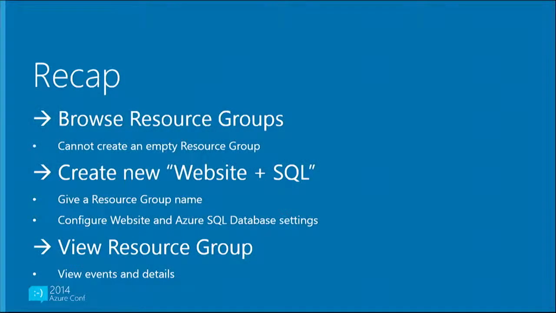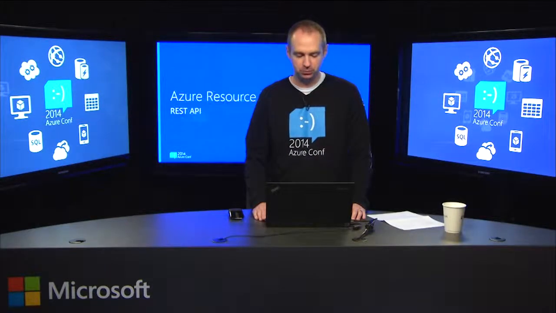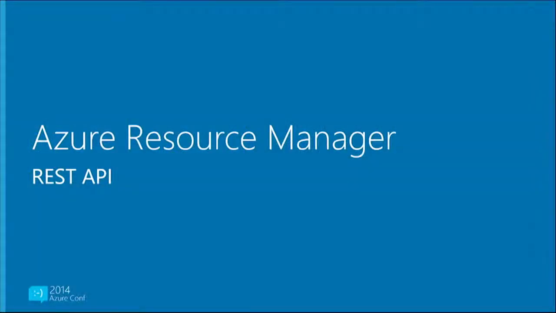So just to kind of recap some of the things we just saw, I can go ahead with the portal and browse resource groups, but I cannot create an empty resource group. If I need to create just an empty resource group, we're going to have to do that with PowerShell, and we'll see an example of that coming up in a little bit. I can go ahead and create a new website plus SQL using the templates that are available in the portal, giving a resource group name, and then configuring any website or Azure SQL database properties as appropriate. And they can go ahead and view that resource group and look at any event details on that as well to kind of see what actually took place. So with that in place, let's go ahead and take a look at the Azure REST API.